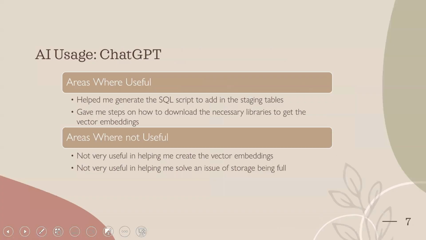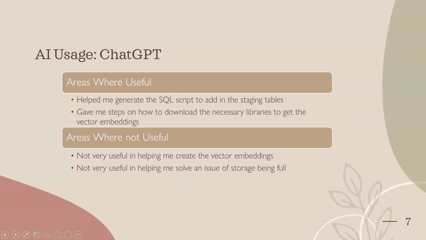So here's my AI usage for this milestone. I primarily used ChatGPT for this milestone since I'm the most familiar with it. And I used the AI to help me generate the SQL script to add in the staging tables and load in the data for the data pipeline. And it was very helpful for this task.